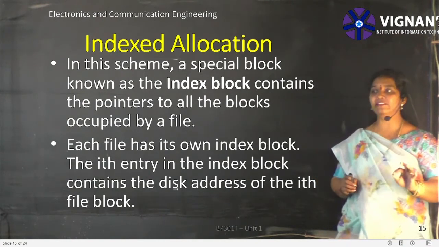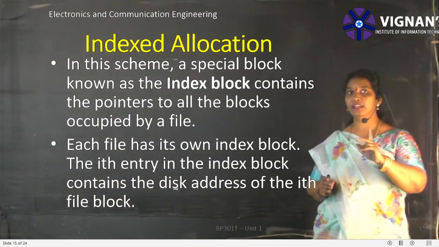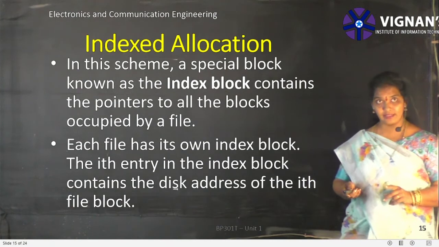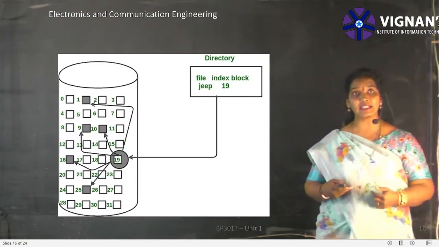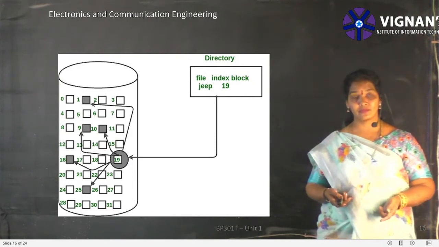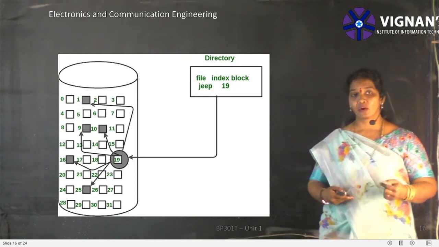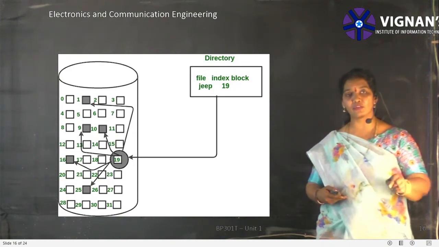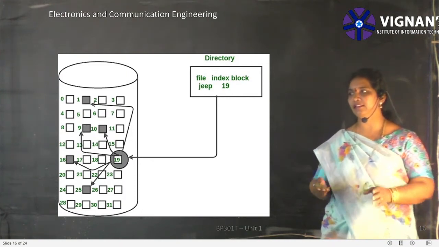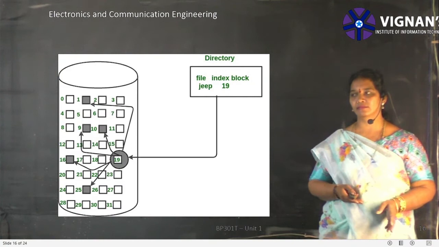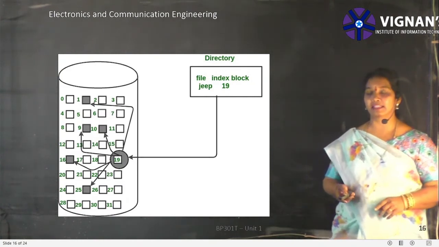The ith entry in the index block contains the disk address of the ith file block. Here is an example I will be showing. Here my index block is 19. So this 19 contains all the information about where the file is stored. It is stored in blocks 1, 9, 10, 16 and 25, where the index of each of them is stored in my block 19.